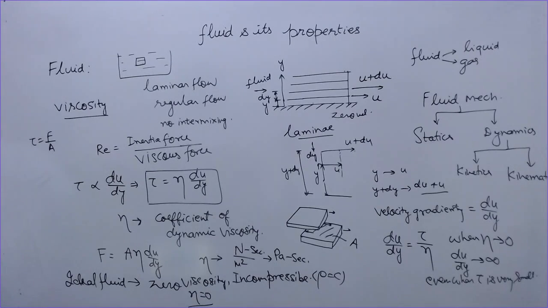Two things I told you. One is the ideal fluid, which has zero viscosity and is incompressible. So when no shear stress is applied, even then there is significant shear strain present in the case of a fluid. So this is how we define the fluid. This is the first step, the definition of a fluid. Now let us discuss the properties of the fluid.